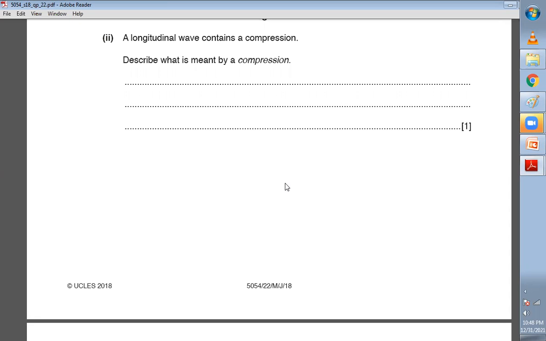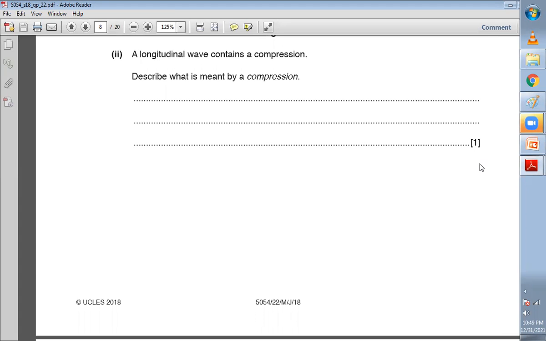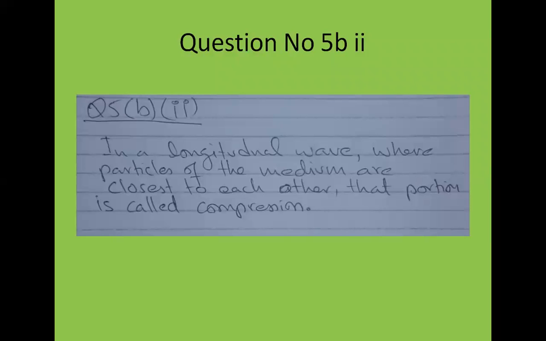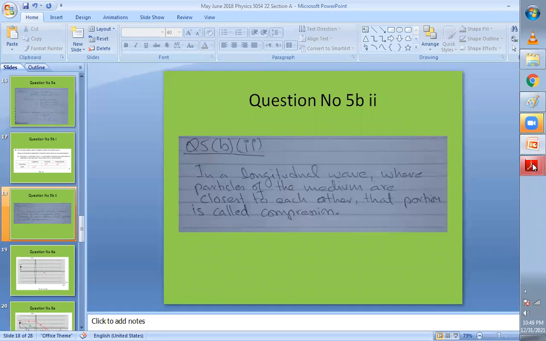Or you can say where the pressure is largest. For example, we're talking about the sound wave. In the sound wave, there will be some areas along the longitudinal wave where the pressure will be higher as compared to the surrounding, and at some points the pressure will be less than the surrounding. So where the pressure is larger than the surrounding, that is known as the compression. So let me show you the definition. I have written this, okay. In a longitudinal wave, where particles of the medium are closest to each other, that portion of the wave is called compression. Okay, hopefully you understand.